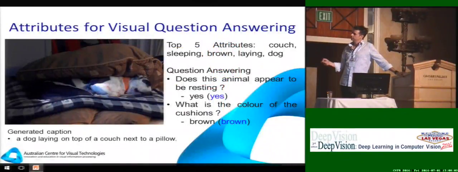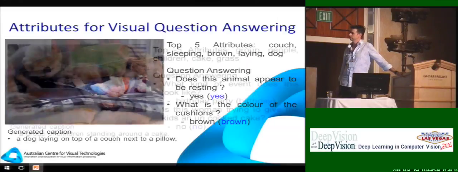So some examples. Here is an image. The top 5 attributes are couch, sleeping, dog, laying, and brown. And the questions are, does this animal appear to be resting? To which it gets the right answer, yes. And what's the colour of the cushions? And that's a pretty impressive result, I think.